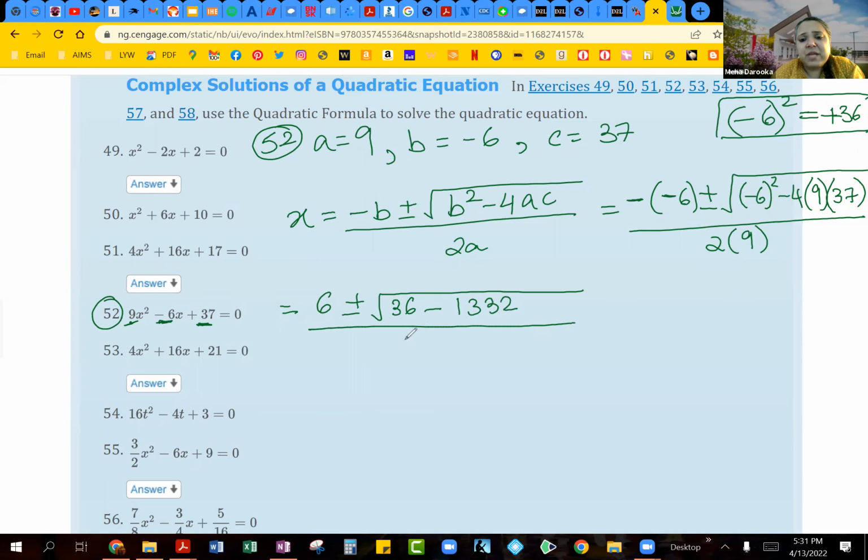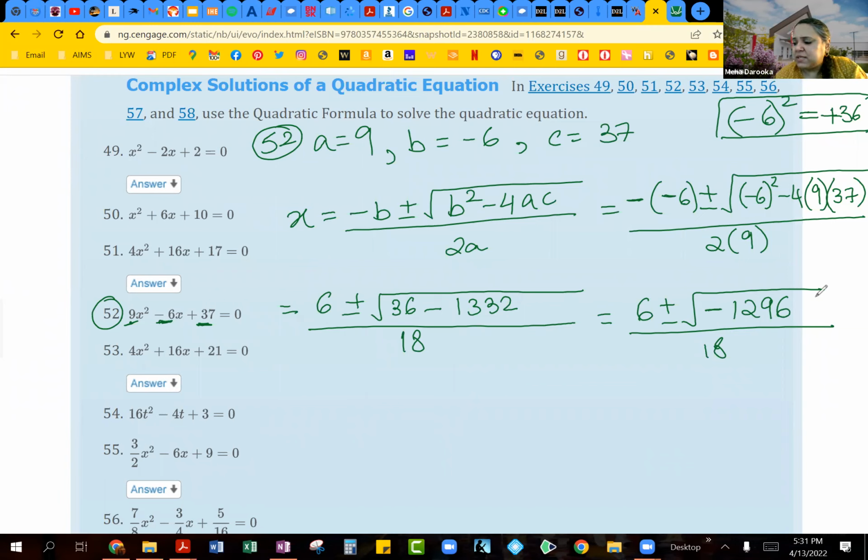Divided by 2 times 9, of course, will give us 18. Now you will see when we do 36 minus the 1332, we will end up getting a negative answer in there. And that's how you know you are actually going to end up with an imaginary solution, because anytime you end up with a negative for that b squared minus 4ac, that's when you end up with an imaginary solution to these quadratic equations. So this will come out to be -1296.